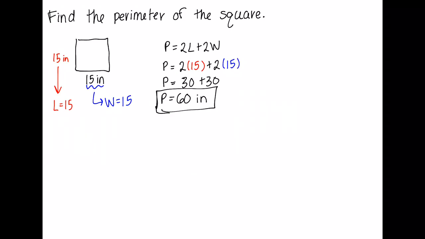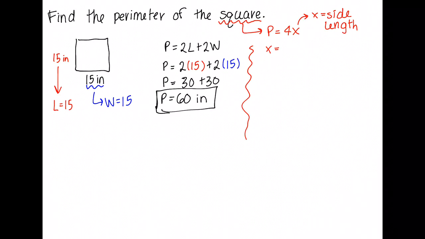However, if you're dealing with a square and you want a little bit of a trick, the perimeter of a square is technically just 4 times whatever the side length is. So I'll just make a note, x is equal to side length, because all the sides are the same. So if I wanted to try that out, x here would be 15 inches, because that was the side length we were given. The perimeter would be equal to 4 times 15, which is 60. So you'd get the same answer.